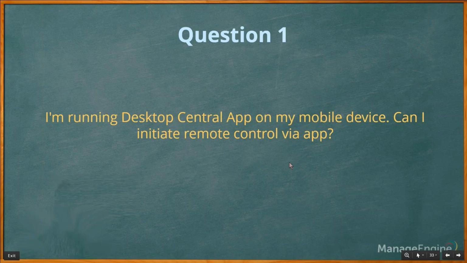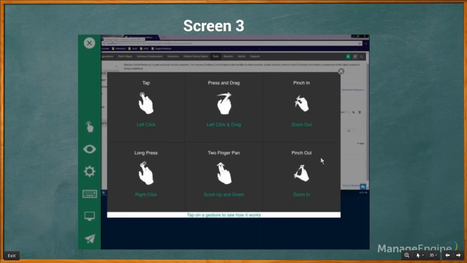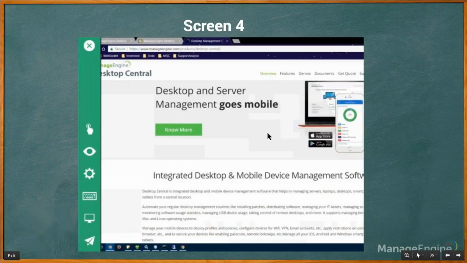Right. So here's a screenshot of it. You can install the application and use this remote control feature here. You can search for a computer and click on connect. You can type the reason, which is an option here. The next screen will provide you a small overview of the gestures, so what are all the gestures that I can use. After that, you will be able to control and do anything on that remote machine. So this is an additional option here.